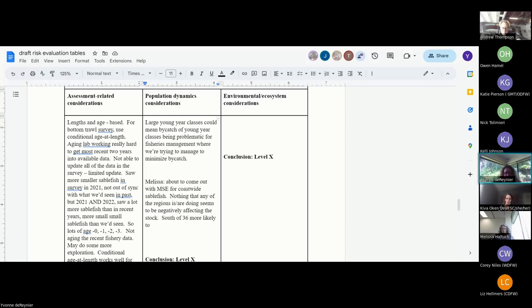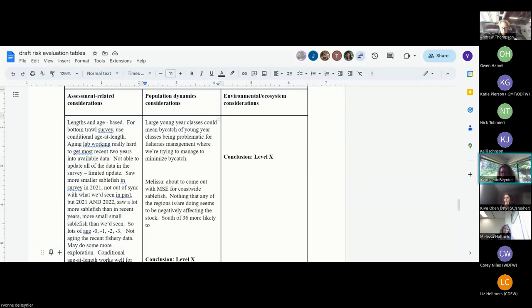Okay, so if we don't have anything else on population dynamics, what I'm getting from the conversation is that for assessment related considerations, we'd be in the more concerned category. For population dynamics considerations, that's where we discuss these new large year classes coming in and concerns with potential for high levels of bycatch constraining the fisheries, and how does the council account for those? Have we covered those, and do we want to talk about environmental and ecosystem considerations? Okay, I don't see any hands on that.